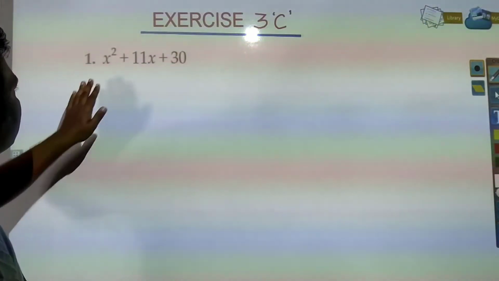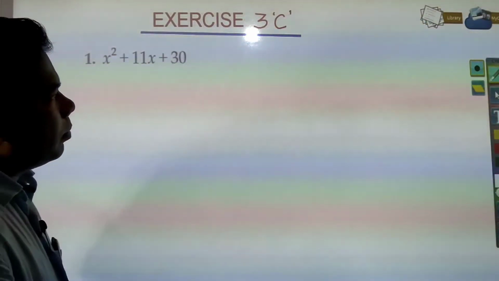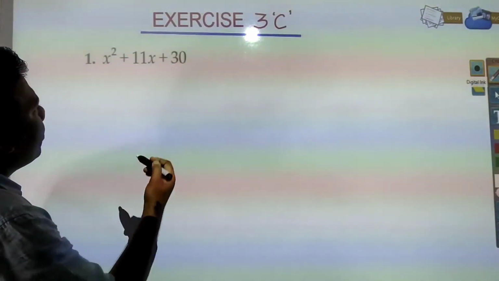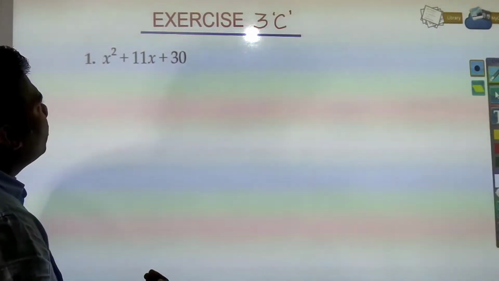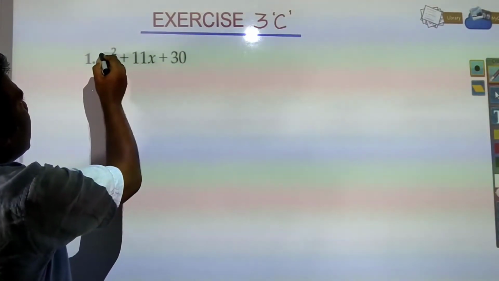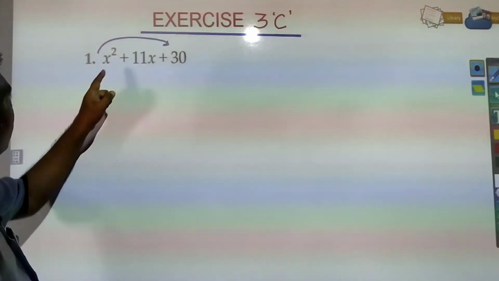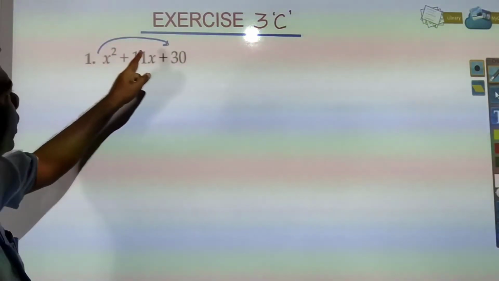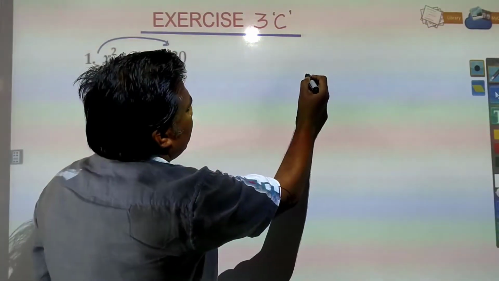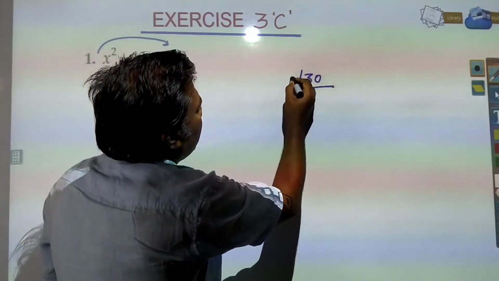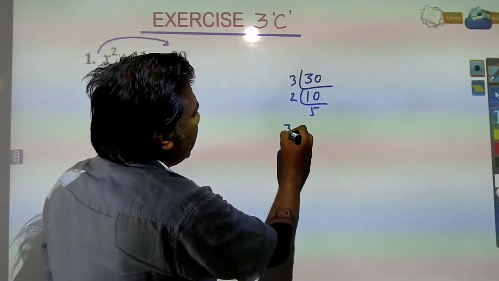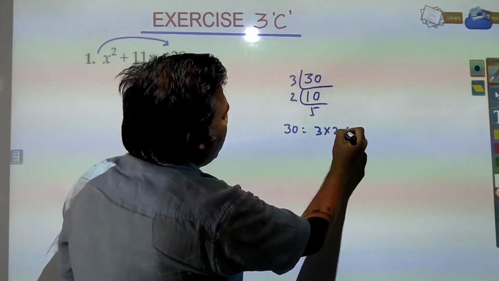First question we have x square plus 11x plus 30. As it was told last day, if you have practiced solved examples, I think you will learn in a better way. The coefficient of the first term and the last term are required to be multiplied. Here the coefficient of x square is 1, so 1 into 30 is equal to 30. Now this 30 is required to be factorized. If you factorize this, what will we get? 3 1s are 3, 2 5s are 10. So 30 can be written as 3 into 2 into 5.